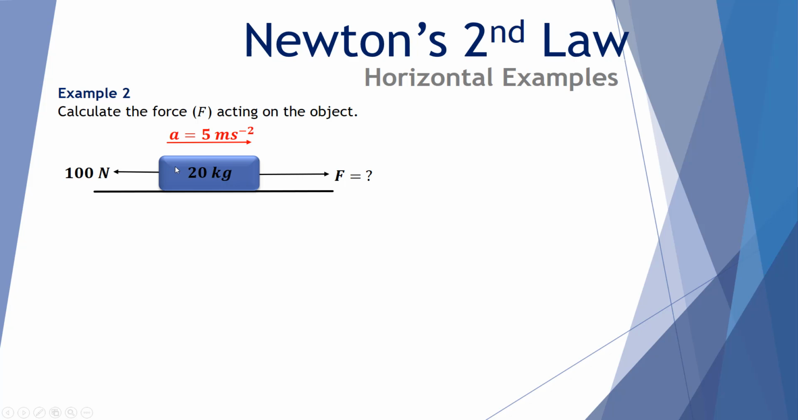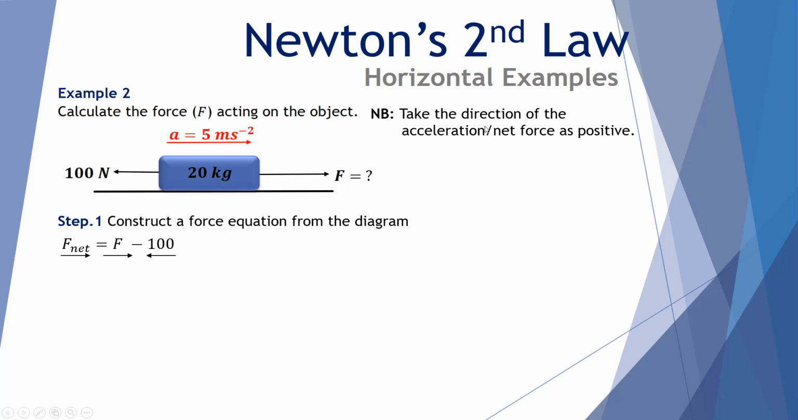So in this situation, we've got a 20 kilogram mass. There's a force to the right. Its value is unknown. We have a force to the left of 100 newtons. And we know the acceleration of this object is 5 meters per second squared to the right.